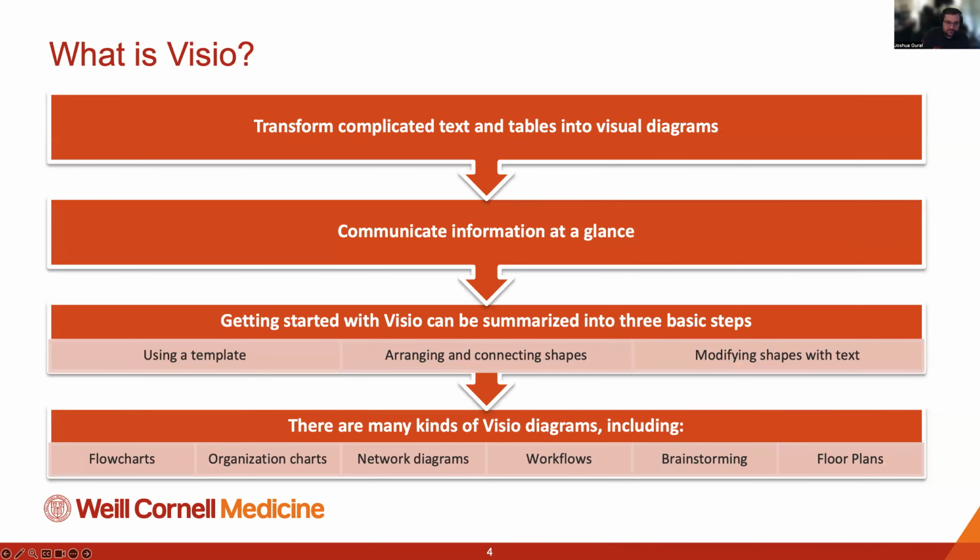So we'll jump right in. So what is Visio? Visio is a tool in the 365 toolkit, along with things like Word, Excel, PowerPoint, etc. So keep in mind it is one of the many tools. There may be a use for it, there may be not a use for it, depending on your use case. But it's a way to transform complicated text and tables into a visual diagram.